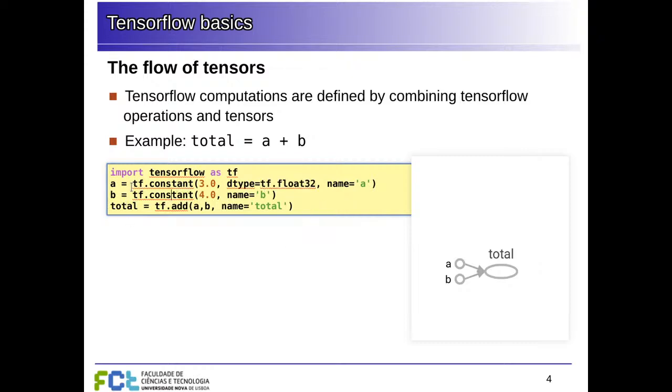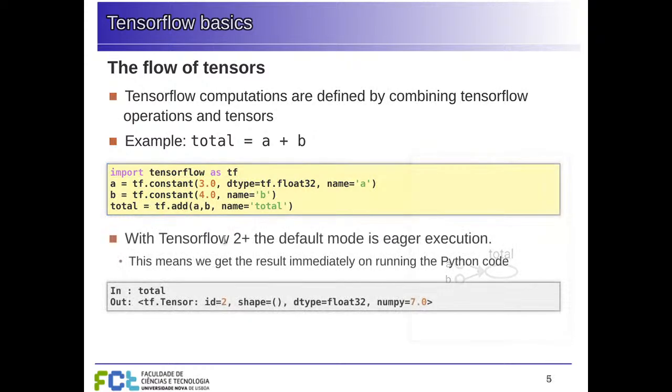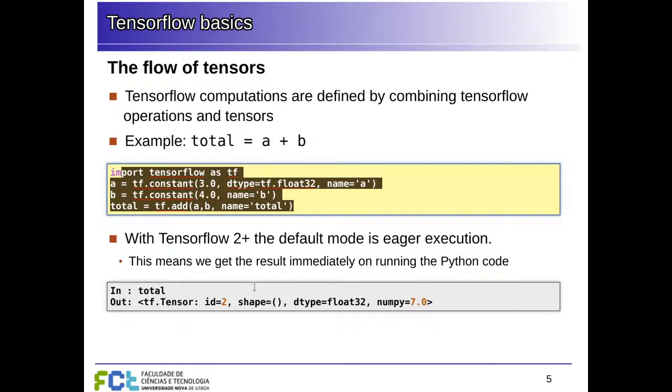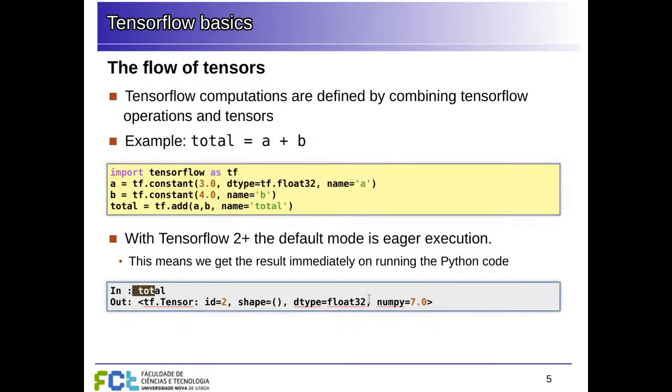So here we can now define these two constants and then apply the sum operator to the two constants and compute the total. So this is the basic idea of how we're going to build the computations in TensorFlow, and this allows TensorFlow to keep track of all the gradients that it needs when we want to train our networks. So let's see how we can complicate things a bit more. In this case, if you're using the recent version of TensorFlow, the default mode is eager execution. So when you run this code, you get the result. So here in total, you already have the result value.